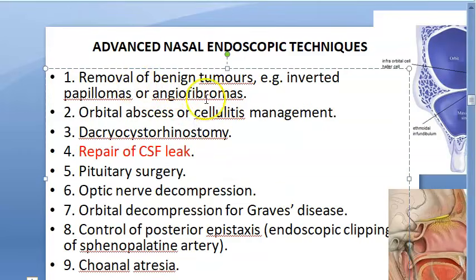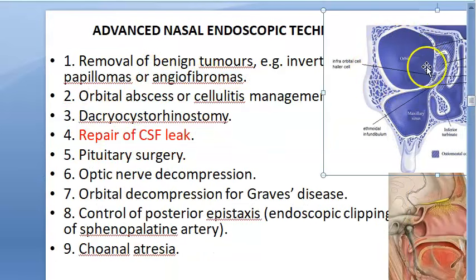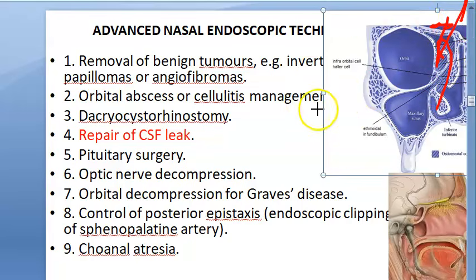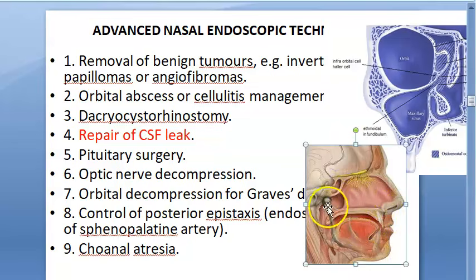You can also do it for removing tumors, for accessing even orbital abscess, cellulitis. So many ophthalmic surgeries are also being done, like dacryocystorhinostomy. If you want to fix a CSF leak, do even a pituitary surgery, decompress the optic nerve, or do orbital decompression for Graves' disease, etc. For posterior epistaxis, you can control it by clipping the sphenopalatine artery. If there is choanal atresia, you can fix it. So many things you can do. All this we have seen in the previous video.